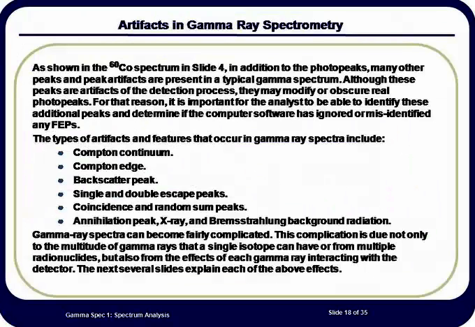The several different ways that gamma rays interact with the detector crystal and the surrounding shielding allow us to observe some very distinct features in the gamma ray spectrum. These features are listed here as Compton continuum, Compton edge, backscatter peak, single and double escape peaks, coincidence and random sum peaks, annihilation peak, X-rays, and Bremsstrahlung background radiation. These features, coupled with multiple gamma rays being possible from multiple radionuclides, can create a very complicated spectrum. The next few slides explain how to distinguish artifacts from real gamma rays.